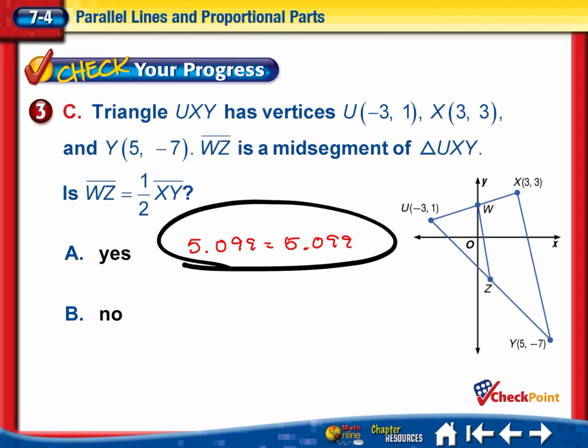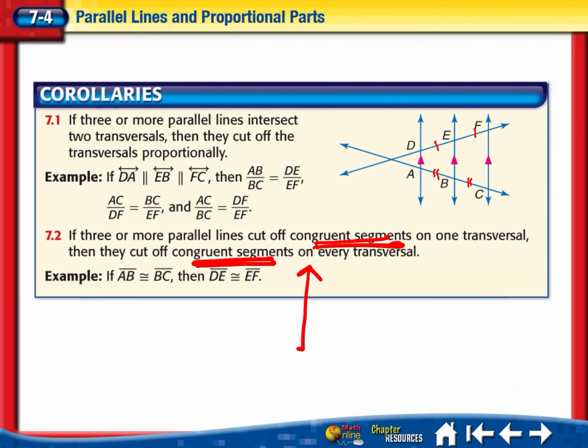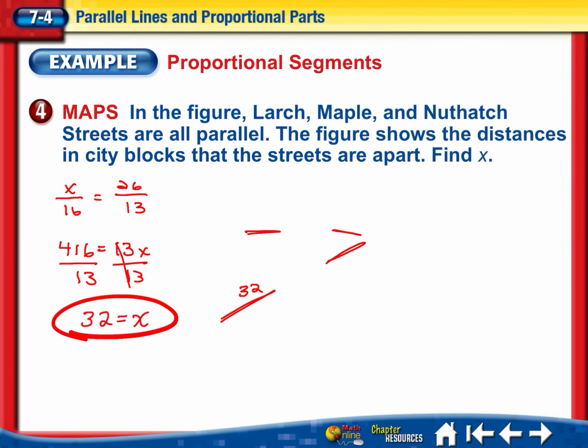All right, one last thing, example 4 and example 5 are just like what we did for example 2, except they're not just triangles, they are lines that create triangles. So it says if 3 or more parallel lines intersect two transversals, then they cut off the transversals proportionally. So that was the first one. And the second one said if 3 or more parallel lines cut off congruent segments on one transversal, then they cut off congruent segments on every transversal. Okay? So meaning if AB is congruent to BC, meaning their lengths are equal, then I know that DE and EF are also equal because of those parallel lines.